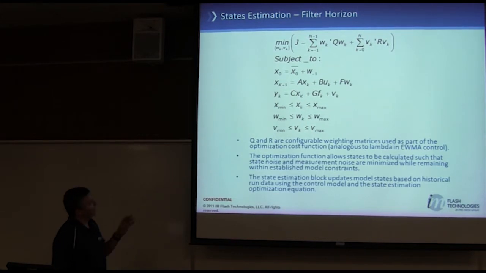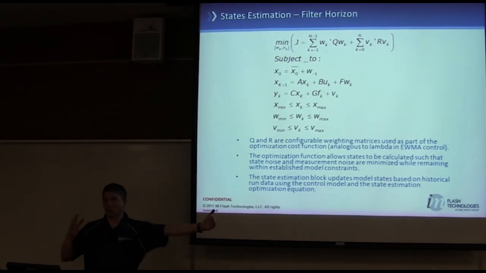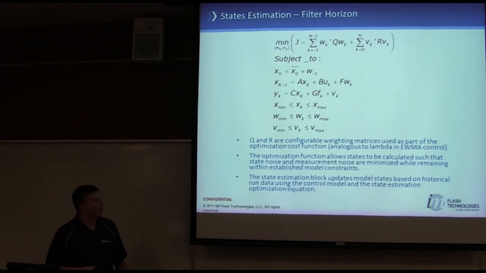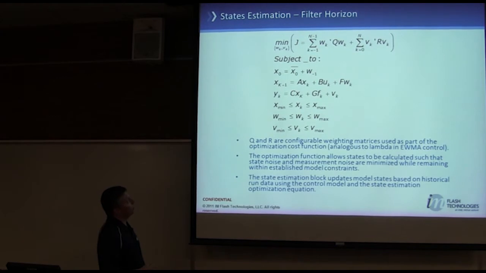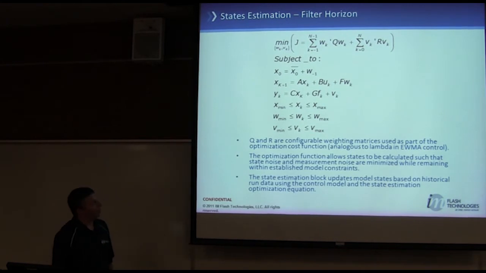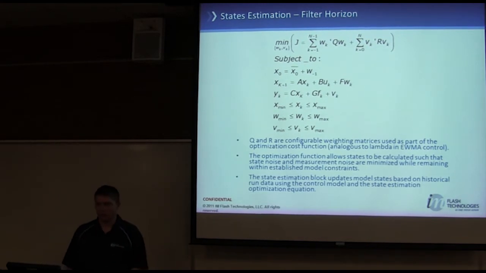This is the state estimation equation. Right there you can see that we're summing from k equals -1 to n minus 1. That's your historical data, all the last lots that you've measured. You have two weighting matrices, Q and R. Q weights the process noise, the W, and R weights the measurement noise.